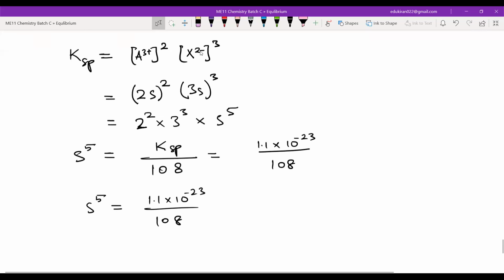You will get something into 10 to the power minus 25.